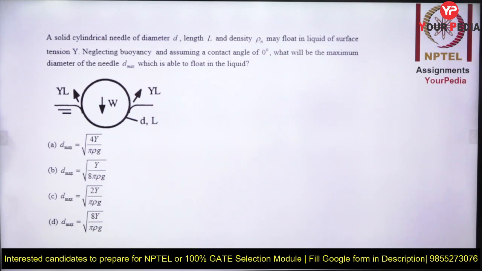Read this question. There is a solid cylindrical needle of diameter d, length L, and density also given. It is floating in a liquid of surface tension y. Neglecting the buoyancy and assuming a contact angle of 0 degrees, what will be the maximum diameter of the needle which is able to float in the liquid? So this is the question which is given.